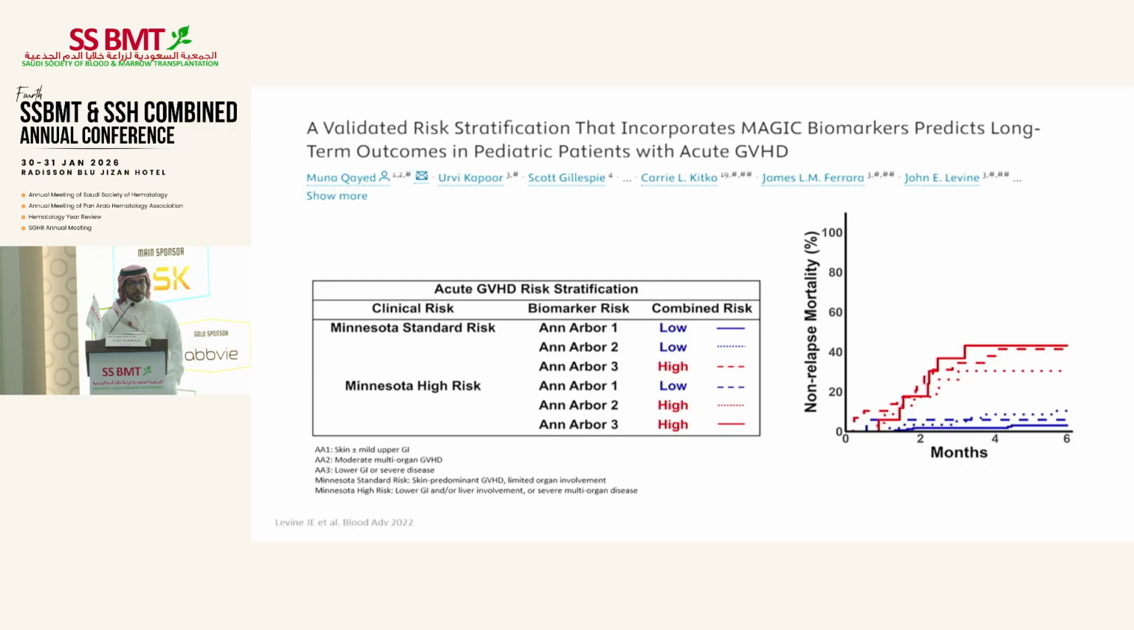The same is true for the pediatric population. It was also studied in pediatrics and was able to categorize patients into high non-relapse mortality and low non-relapse mortality based on the MAP score.